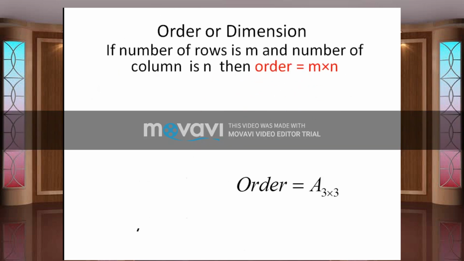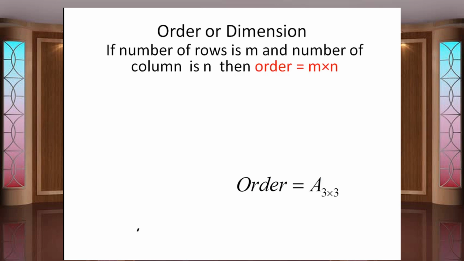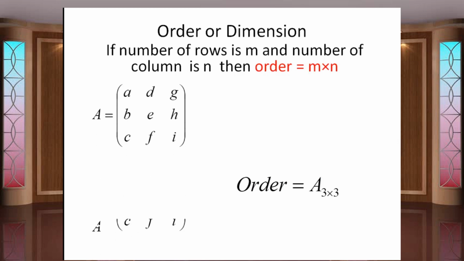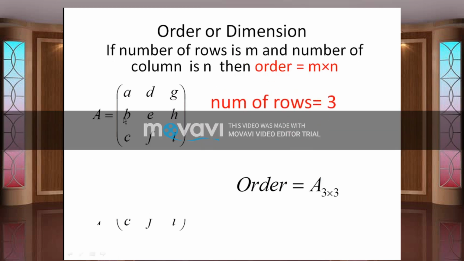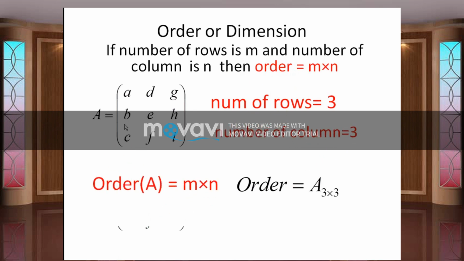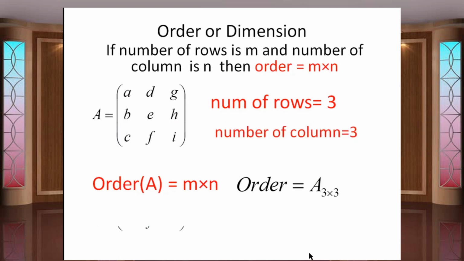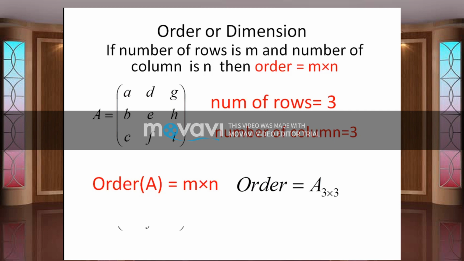Suppose the number of rows is m and the number of columns is n, then the order of the matrix can be written as m cross n or m by n. It is read m by n. Okay, let's see. The A matrix is given. You can see that here number of rows equals 3 and number of columns equals 3. That's why the order of this matrix will be m by n, or you can also write 3 by 3. Both are correct. In two ways the order can be written. I hope that you understood. Order of A equals m by n.